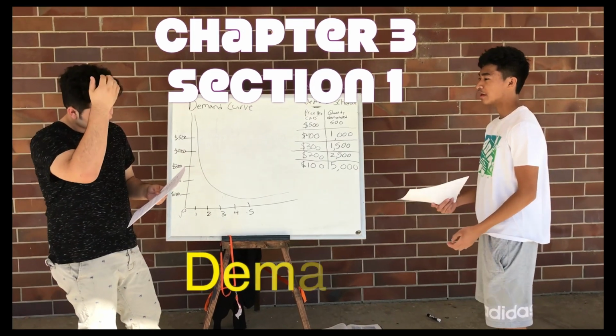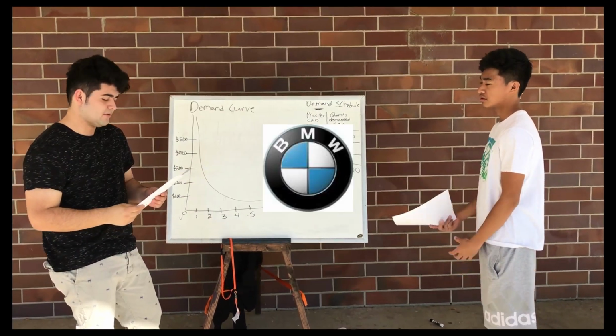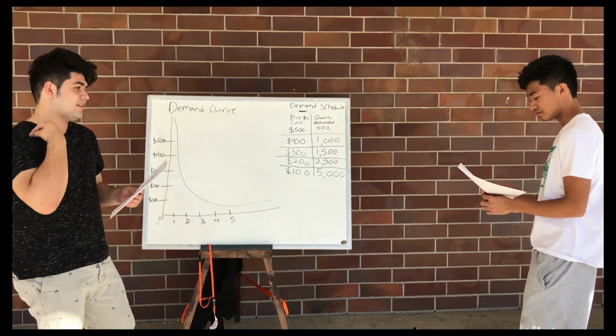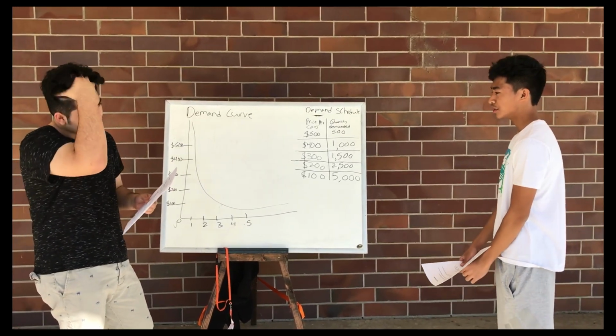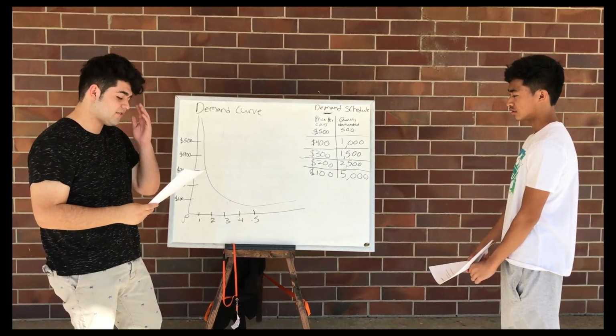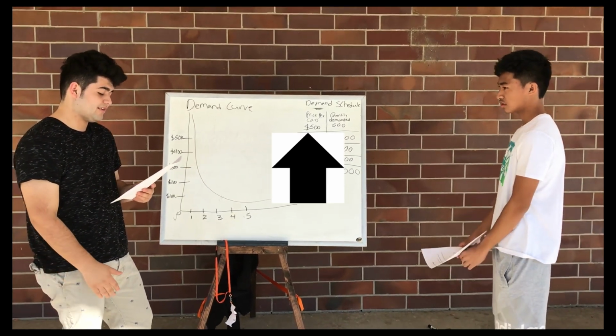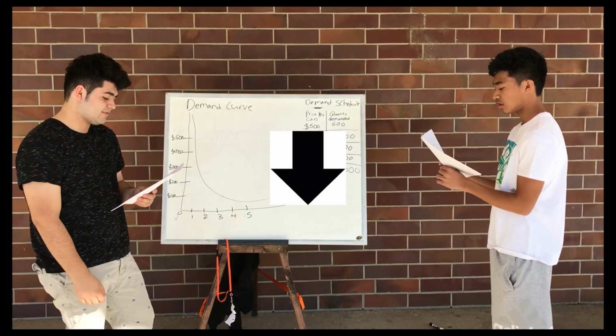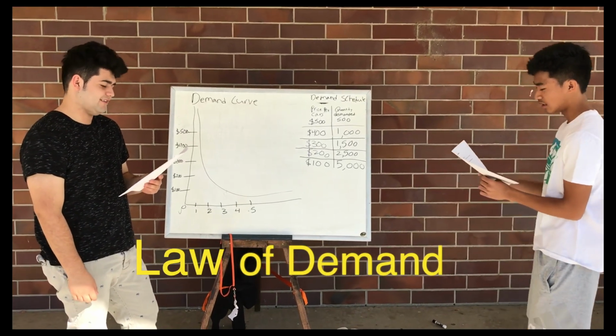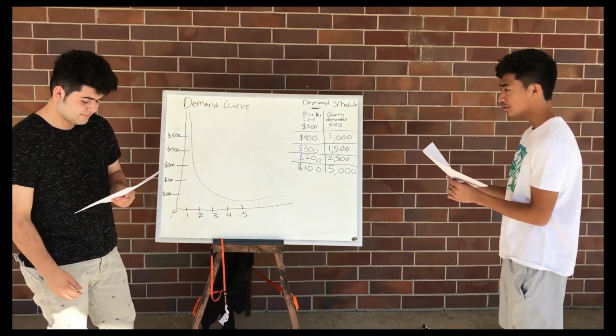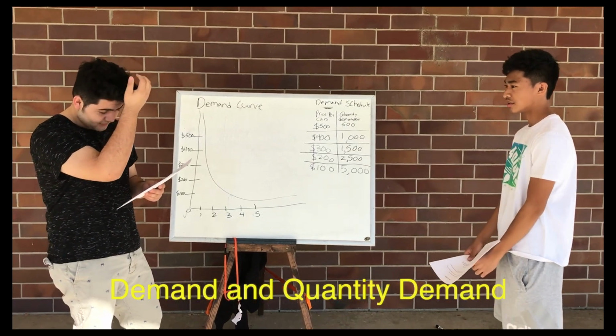Hey Jordan, what do you think the demand will be for, like, a BMW? Well, it depends on the consumer's desire and willingness to pay for that car. What do you mean? I'm trying to say that if the price of the car is low, then demand will increase, but if the price of the car is high, then the demand will decrease. Oh, is that the law of demand? Yep. What's the difference between demand and the quantity demanded?